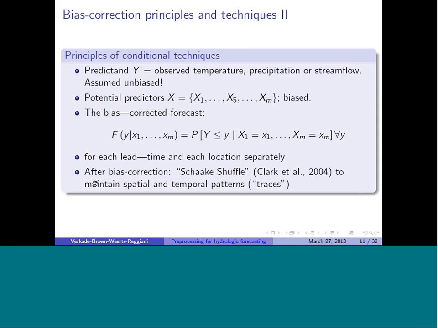Why is this important? This is important because in hydrology, the streamflow forecasts are highly dependent. They more or less constitute the integration over time and over space. So if you mess up the spatial and temporal patterns, you're going to get really strange hydrologic forecasts. That's not what you want. And because you apply the post-processing separately for each lead time and each location, after the post-processing, you need to try and restore some of these patterns to get some sensible traces.